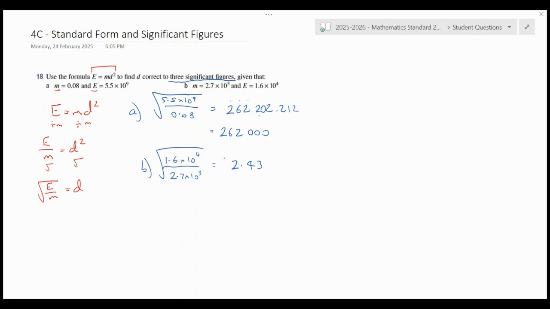Now, just remember that when you do both of those, you've got plus or minus in front of them too, because it is a square root. You can have a positive or a negative one.